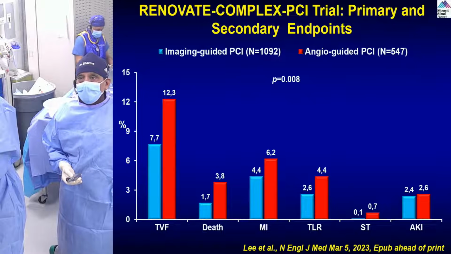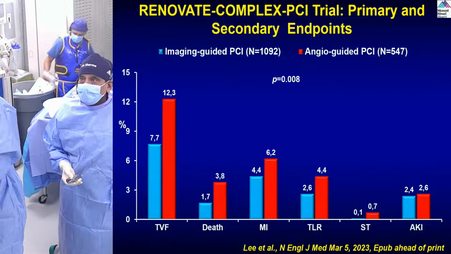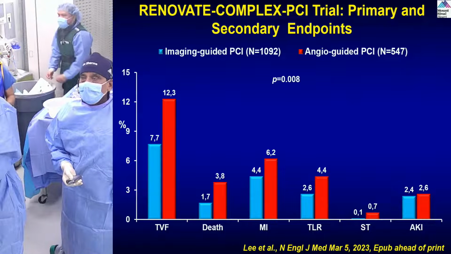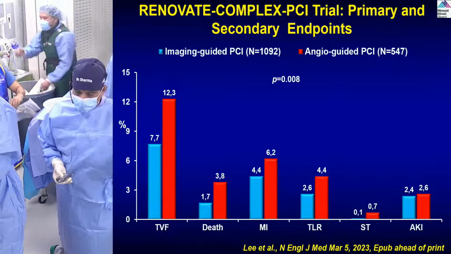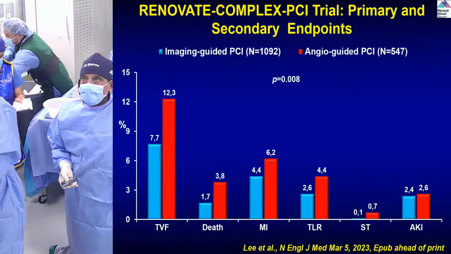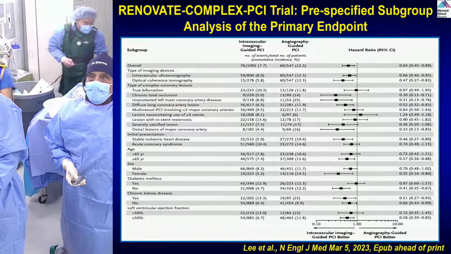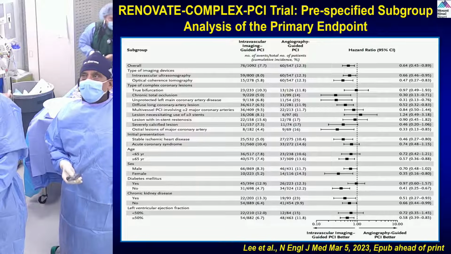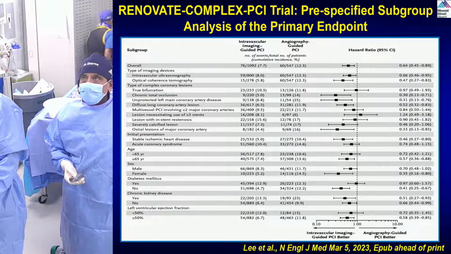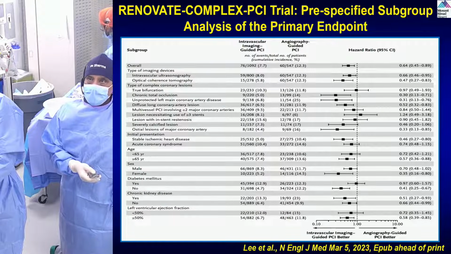These are the individual endpoints. TVF, death, MI, TLR, stent thrombosis, 0.7 went down to 0.1. And of course, the AKI was no different. There was higher procedure time, higher fluoro time, slightly higher dye use in the imaging guided PCI, but it did not translate into AKI as shown here. And these are the various individual endpoints, where it showed the major difference. If you see, OCT made a little better difference than IVUS.